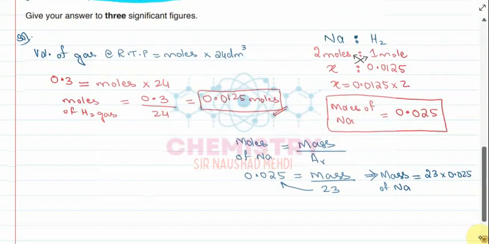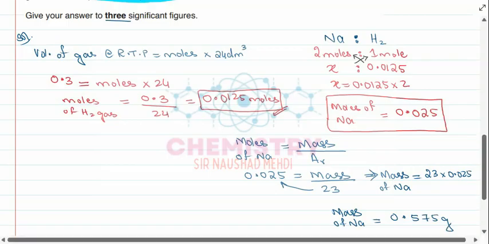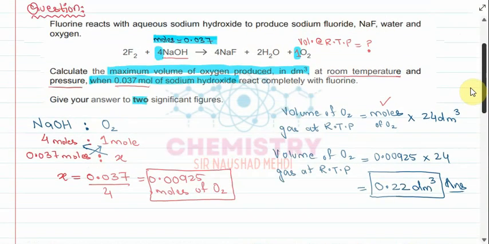When you multiply by 23, you would be getting 0.575, and you have to give the answer in 3 significant figures. So you are already getting your answer in 3 significant figures. Mass of sodium equals 0.575 grams. So this is the final answer, and this answer is already in 3 significant figures. I hope that this question is clear to everyone, and you get a better idea how to apply the formulas in these stoichiometric problems according to the data which is given in the question.